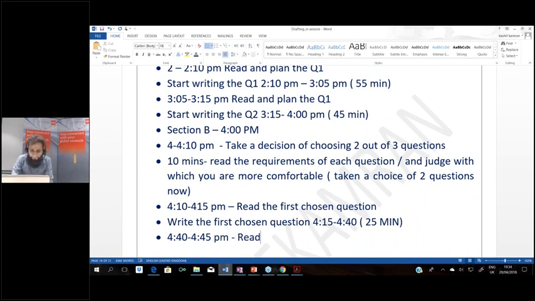You will read the second chosen question and you will write the second chosen question from 4:45 to the end of the exam paper at 5:15 p.m.